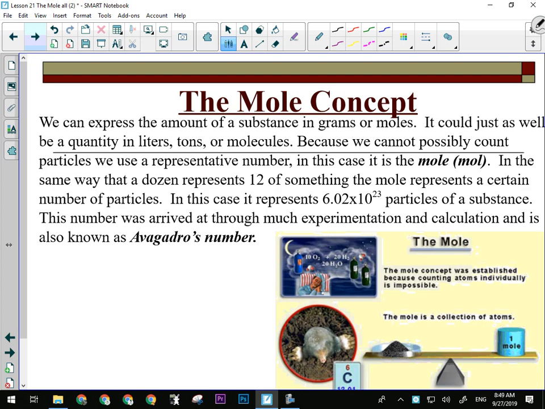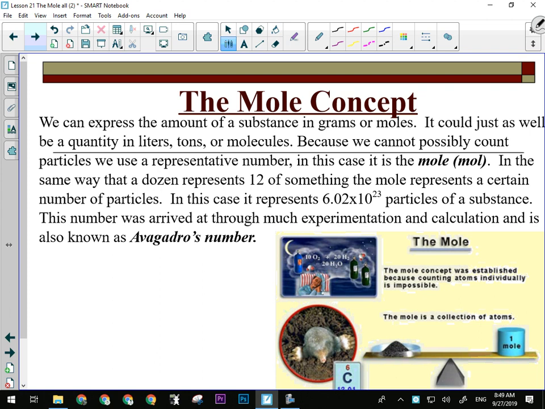Okay? So we can express the amount of a substance in a number of ways. We can use grams, which would be telling people the mass of the material. Or we could tell people the volume of material. We could say how many cubic centimeters or how many liters of that material we have. Or we can tell them how many moles we have.